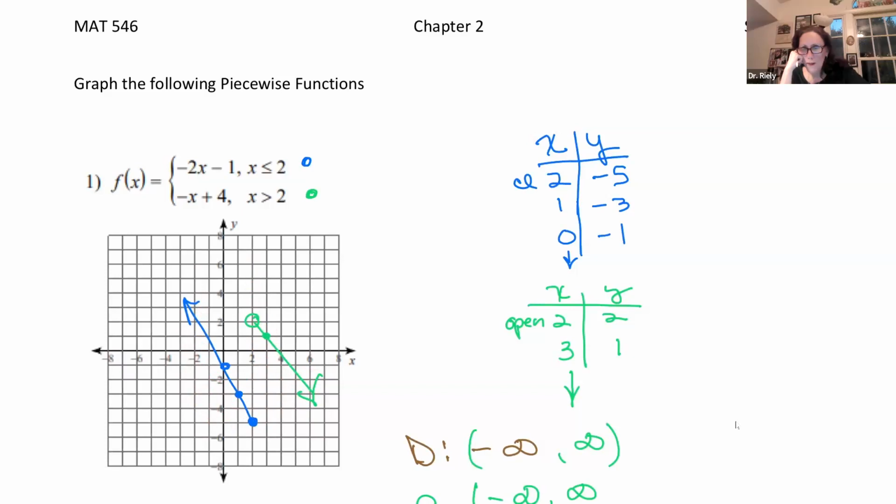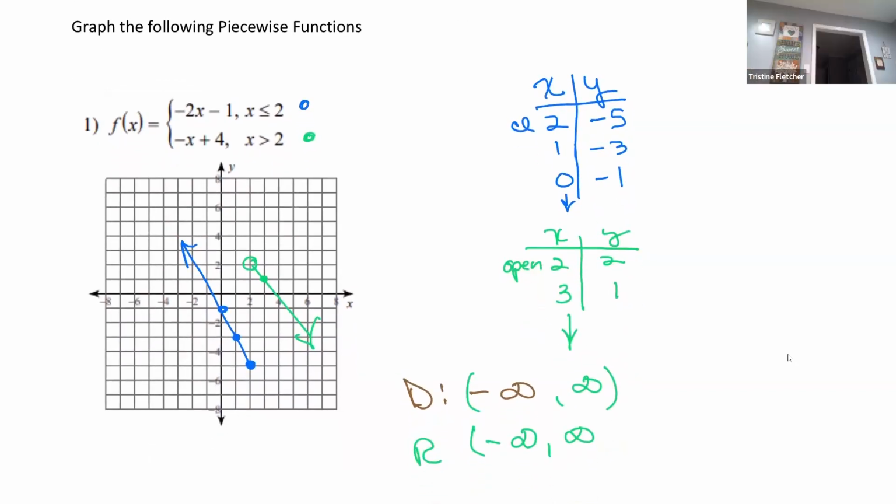So my other group, Trish, is that good for you too? Did you have the same similar things? Yes. Okay, great. Well, we didn't get to figuring out the domain and range, but that's okay.